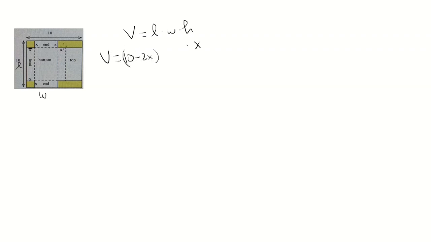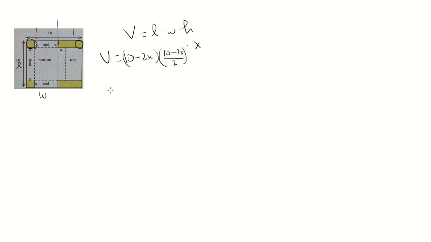Now the width, we cut it in half because half of it will be on the top and half will be on the bottom. But notice that we're cutting the edges here. So it's 10 minus 2x if we're just including this, but we want to cut it in half. So it's 10 minus 2x divided by 2.